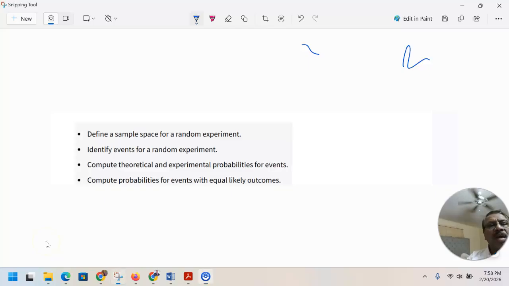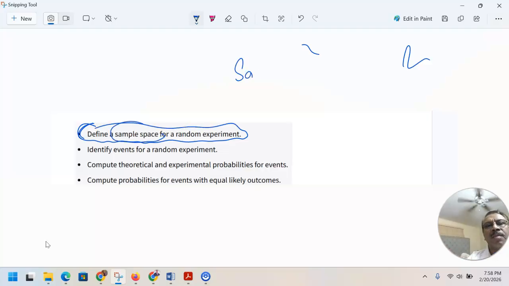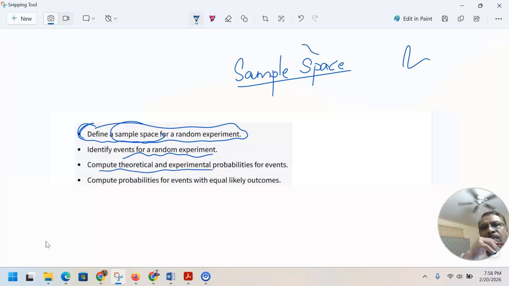Before we start the actual example, I want you to understand the meaning of sample space. This vocabulary word is very important, and it all depends on the situation. I'm going to give you an example of the meaning of sample space, so that we can also understand and identify the events for a random experiment.